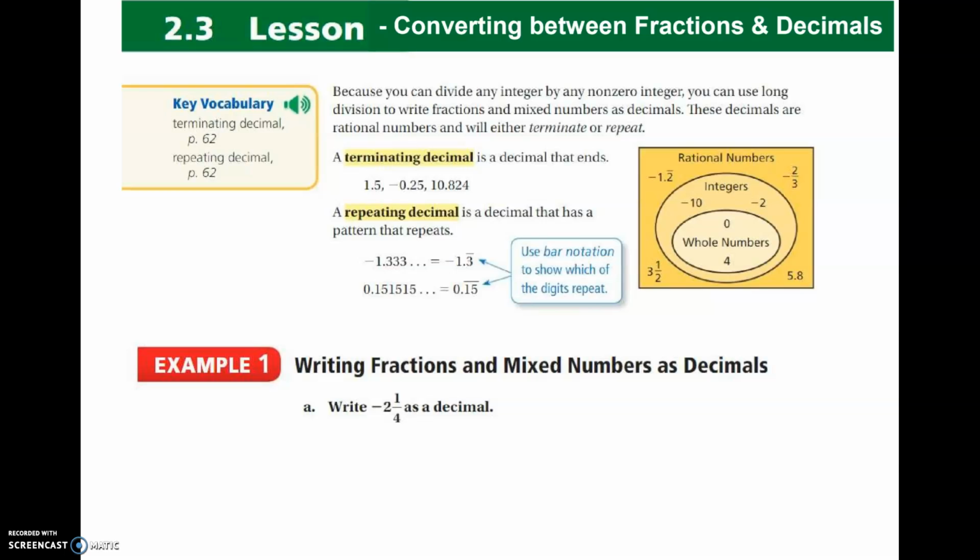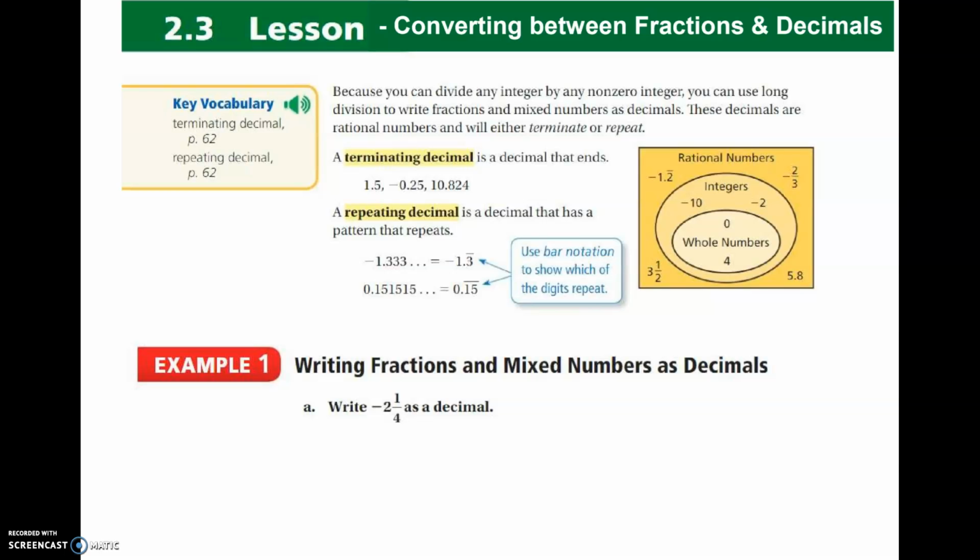The idea is that you can divide any integer by a non-zero integer. You just use long division to write fractions and mixed numbers as decimals. These decimals are rational numbers and will either terminate or repeat. So terminating is a decimal that ends. So say terminate, ends, kind of like the Terminator. Repeating decimals are decimals that have a pattern that repeats.